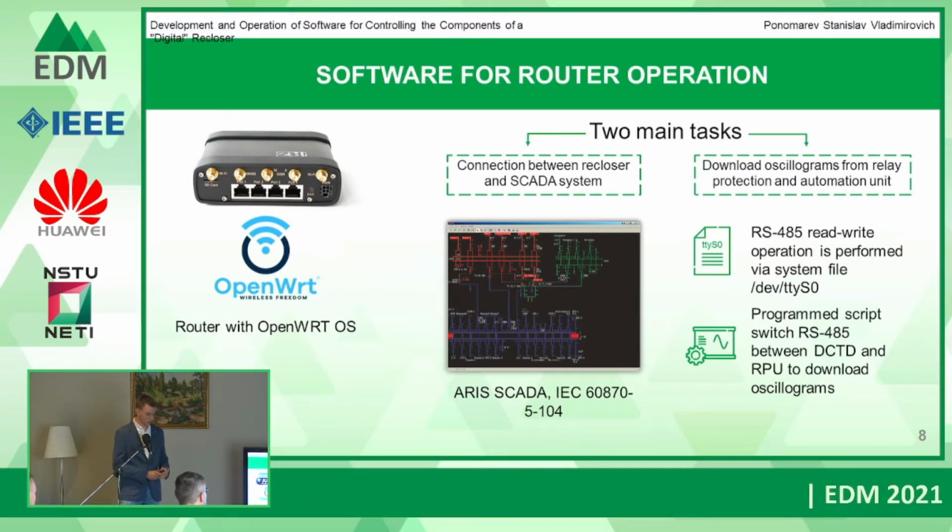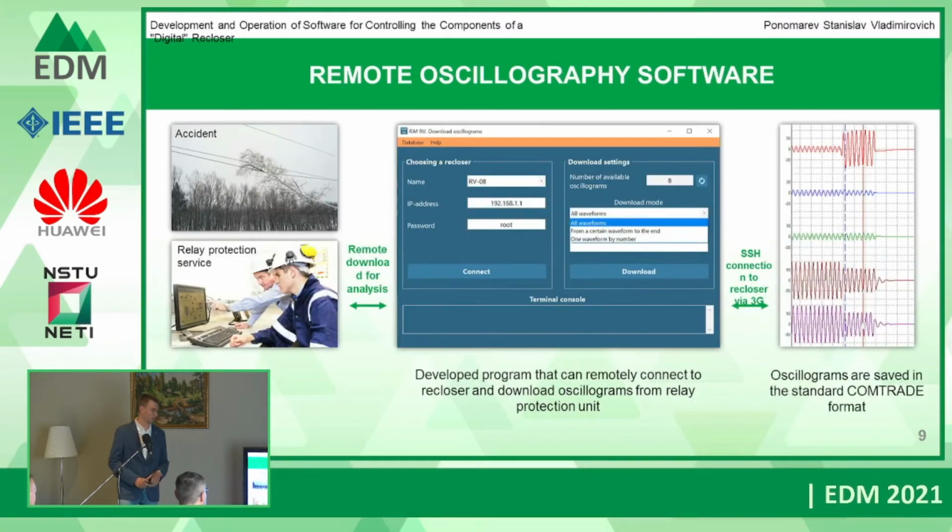And let's talk about this software. This is how it looks, and here's an example. Maybe some accident is presented on a slide. The tree falls on a line, and it's such an accident. The relay protection service saw that this recloser is switching off, so there is no electricity for consumers. But before they leave for the place, they want to see the oscillograms of this accident. So they open this program to download and analyze these oscillograms.